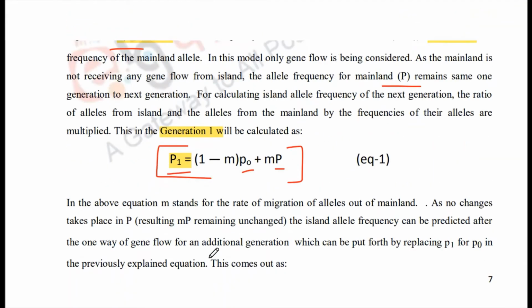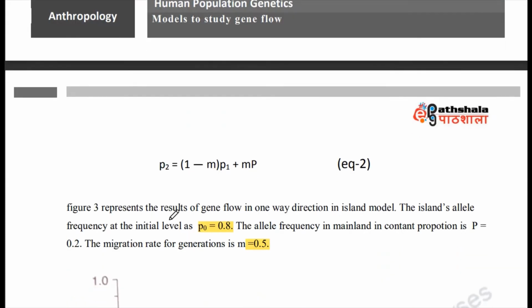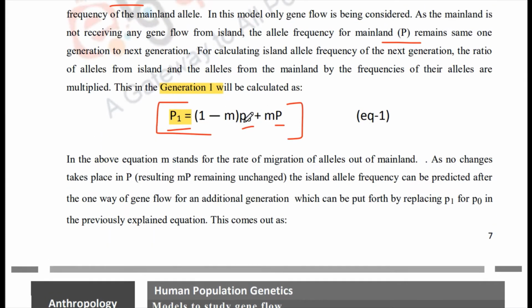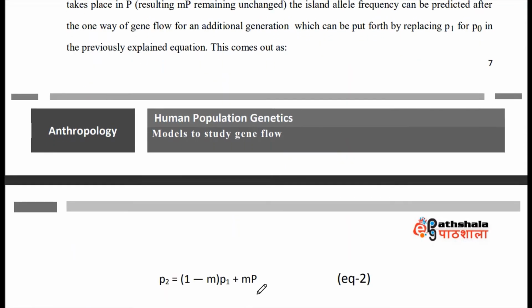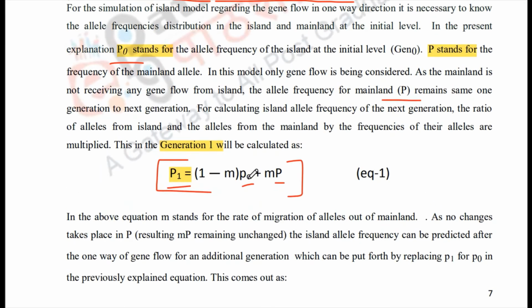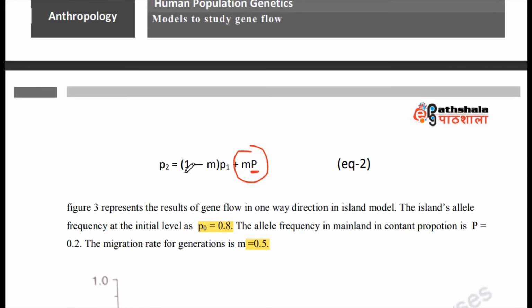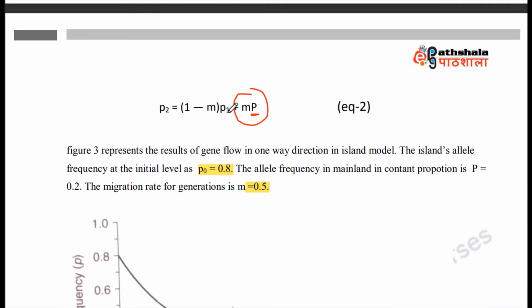Okay, this is the depiction. And similarly for subsequent generations, P naught is replaced by P1, and P becomes constant because it is not going to change, being the large population size. So P remains as such. Here it will be P2 and here it will be P1 because it's the second generation. Now we'll be talking about 1 minus m of P1, the first generation allele frequency of the island, plus migration rate multiplied by the allele frequency of the mainland.